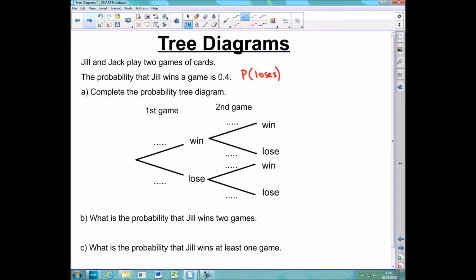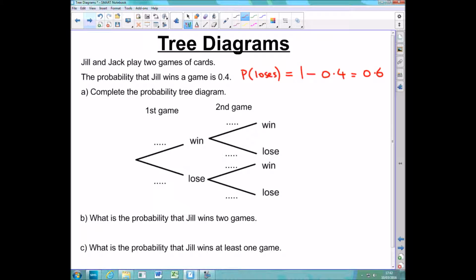So what's the probability that Jill loses? Well, there are only 2 possibilities, because obviously in this card game you cannot draw. So the probabilities must add up to 1. So we can find out the probability that she loses by just doing 1 minus 0.4, which is 0.6. This means we can now fill in our tree diagram.